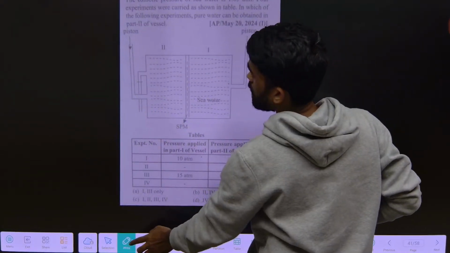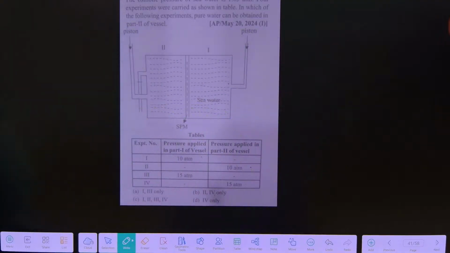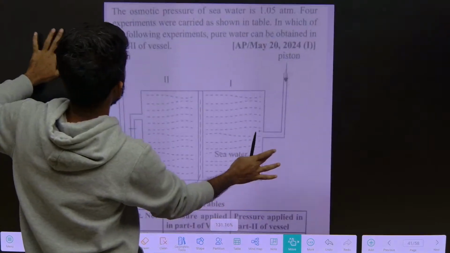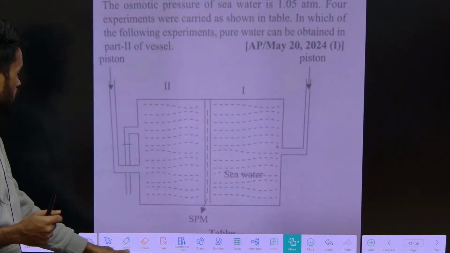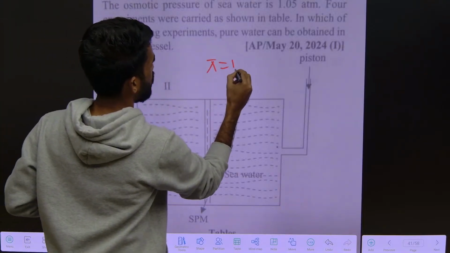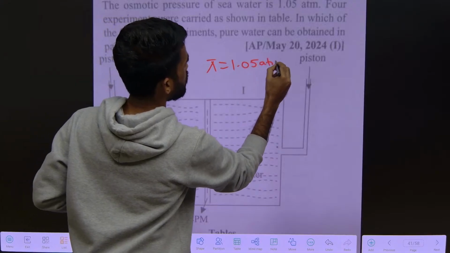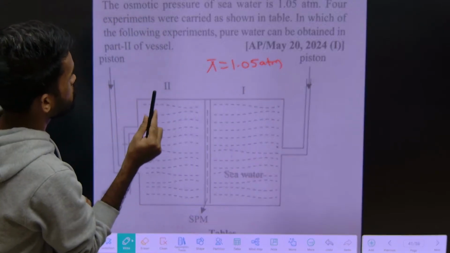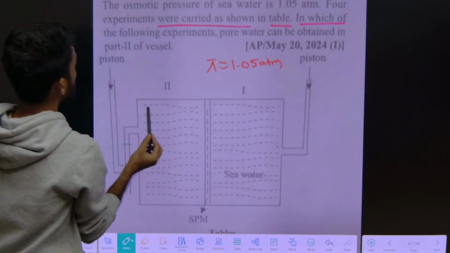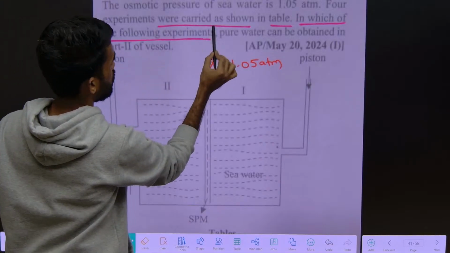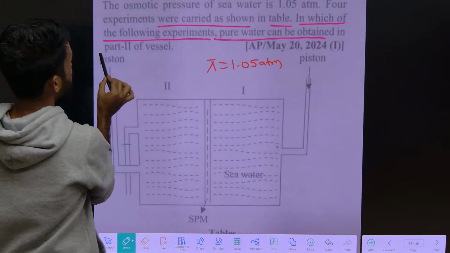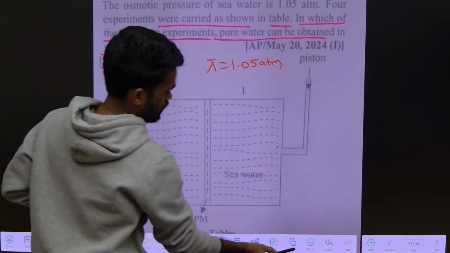So what they are saying, the osmotic pressure, is this visible properly? Let me zoom it out. The osmotic pressure of sea water is 1.05, so the pi value is given as 1.05 atm. Four experiments were carried out as shown in the table. In which of the following experiments can pure water be obtained in part 2 of the vessel? Right, part 2 of the vessel.